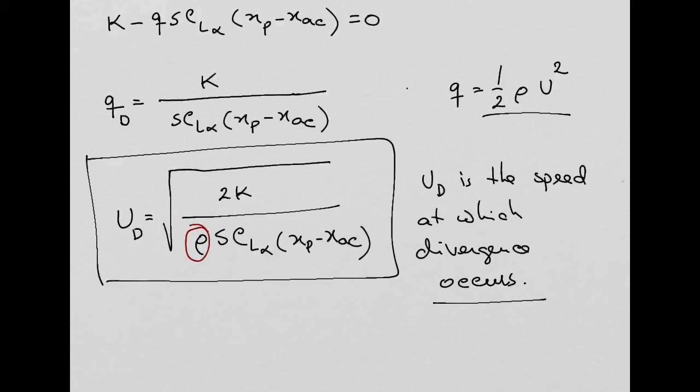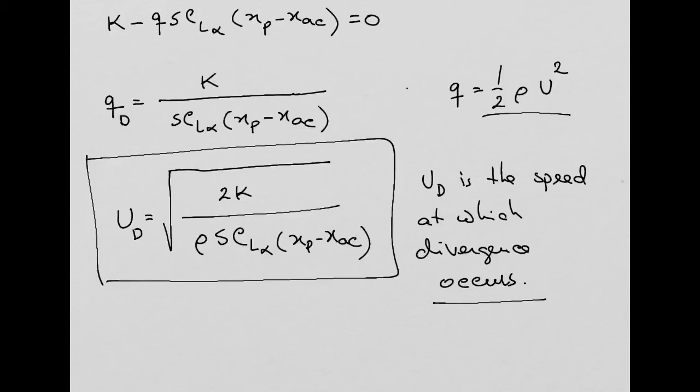You can play with the density. Not much, because when you fly higher, your density becomes smaller, which contributes positively to the divergence velocity. But another thing you can work on is the difference between the location of the pivot point and the aerodynamic center. So you can play with the location of the aerodynamic center as well. The smaller this difference, the better for the divergent velocity, right? Okay.